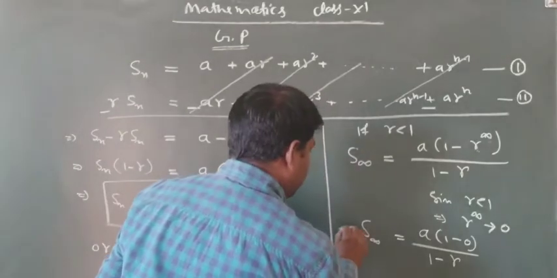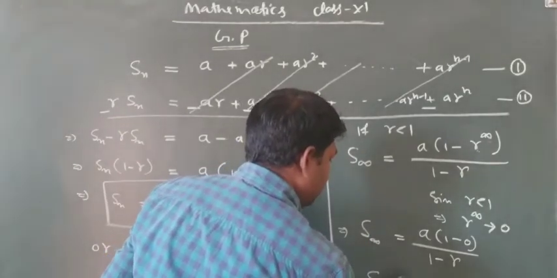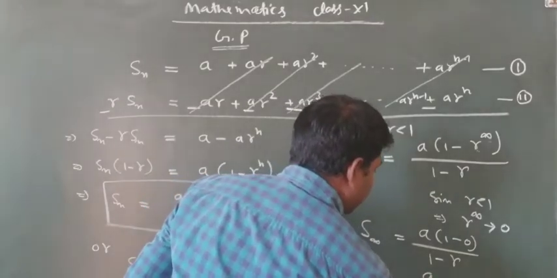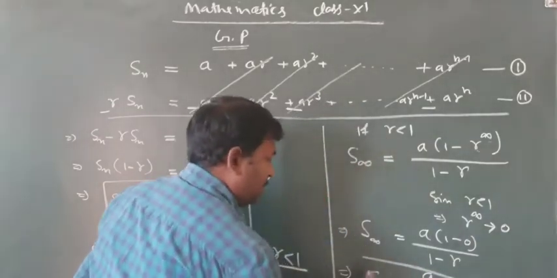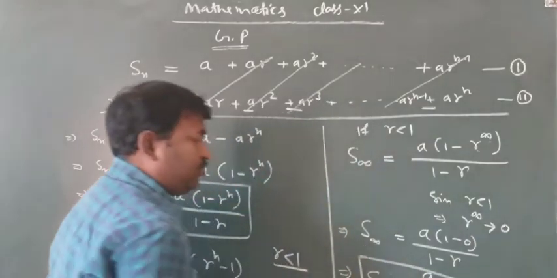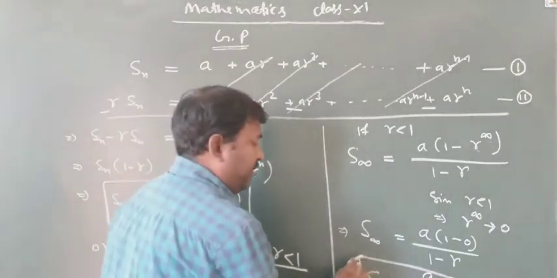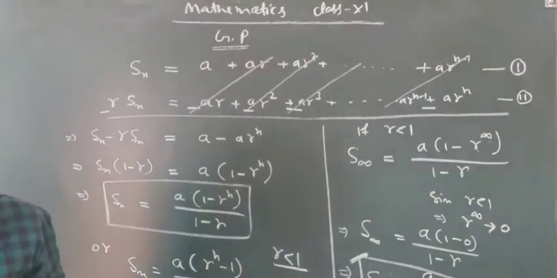So it implies that S infinite is equal to a upon 1 minus r. S infinite is equal to a upon 1 minus r. So this is the sum of infinite terms. By taking some examples we can understand it well.